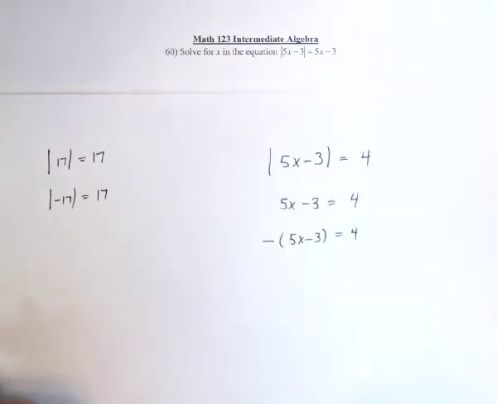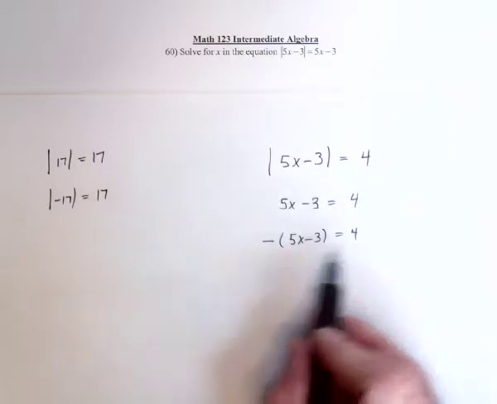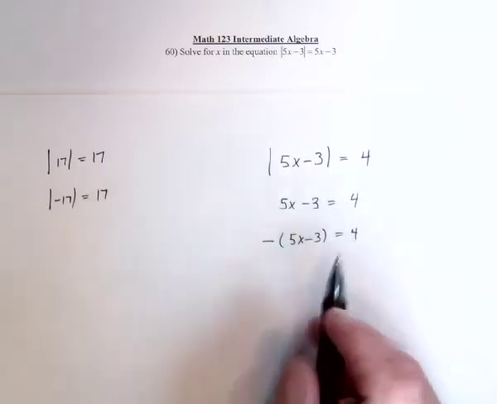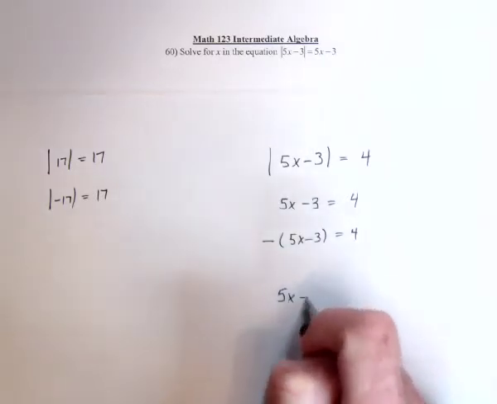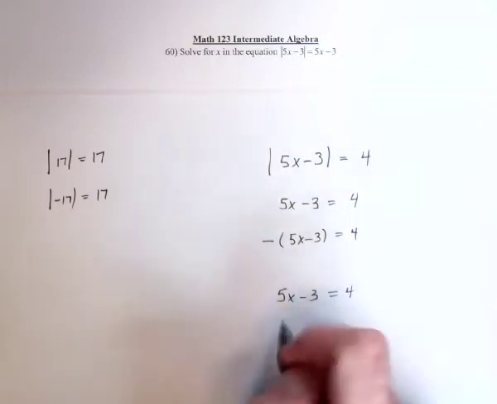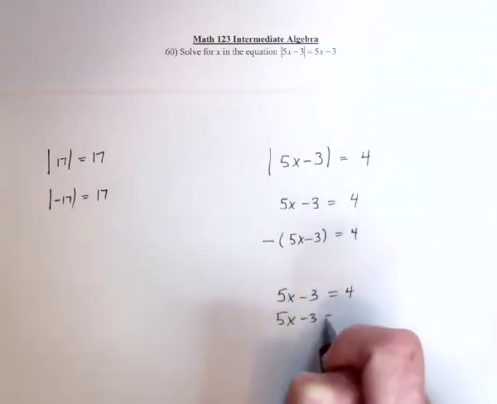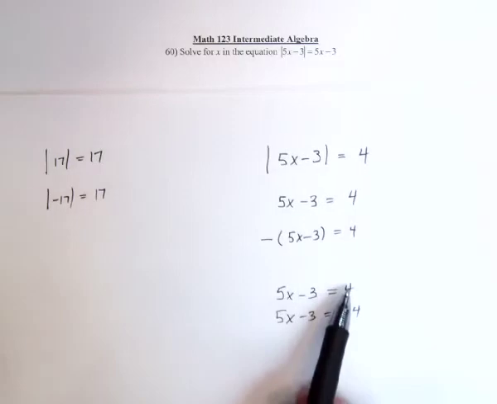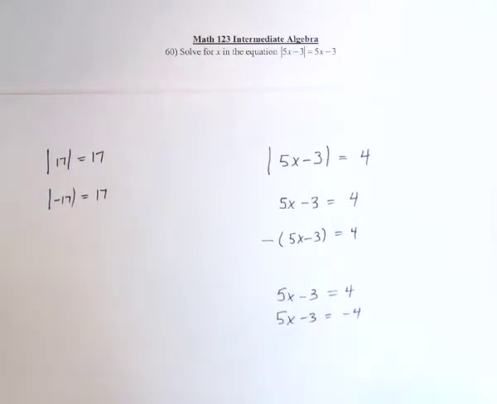Or what people do is they take that negative and just transfer it to the other side. That way they can just go, okay, there's 5x - 3 equals positive 4, and 5x - 3 equals negative 4. There, I've got my positive case and negative case. And then just go ahead and do the algebra to solve here.